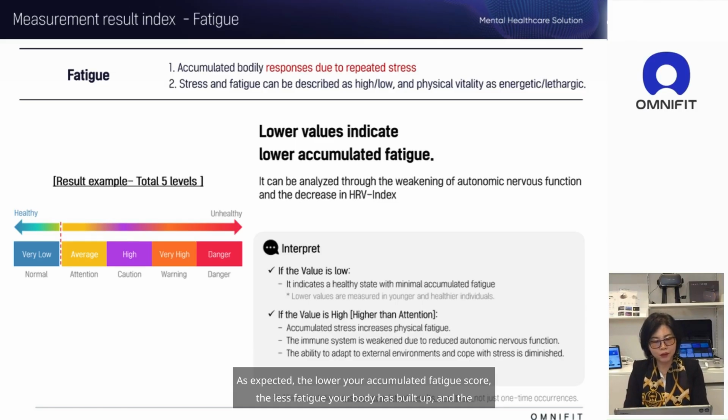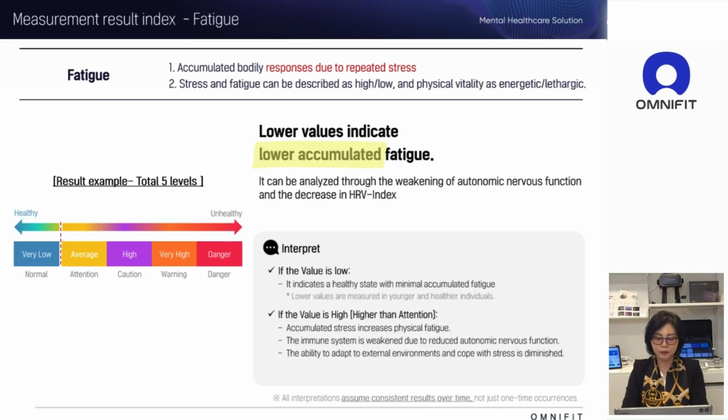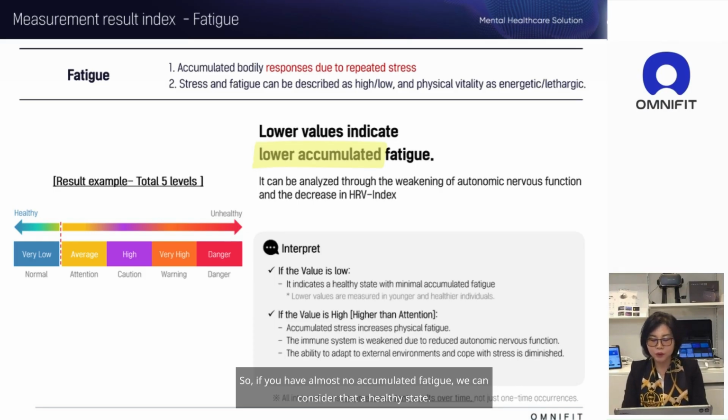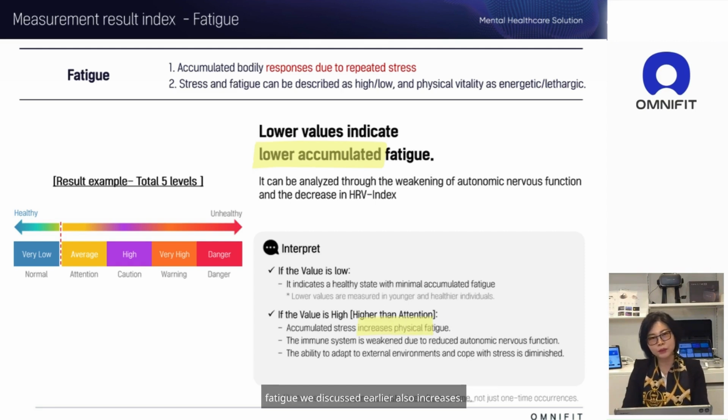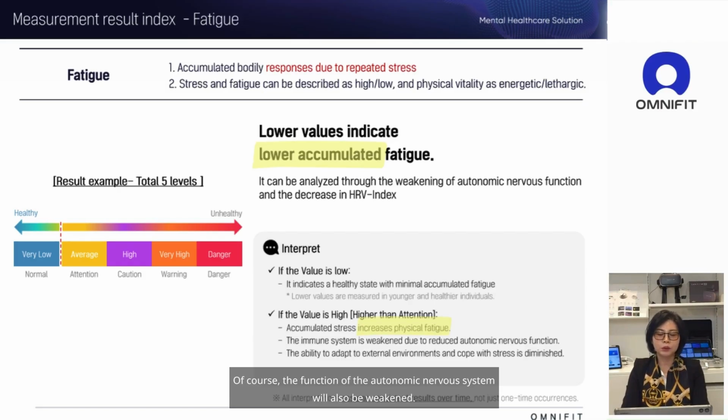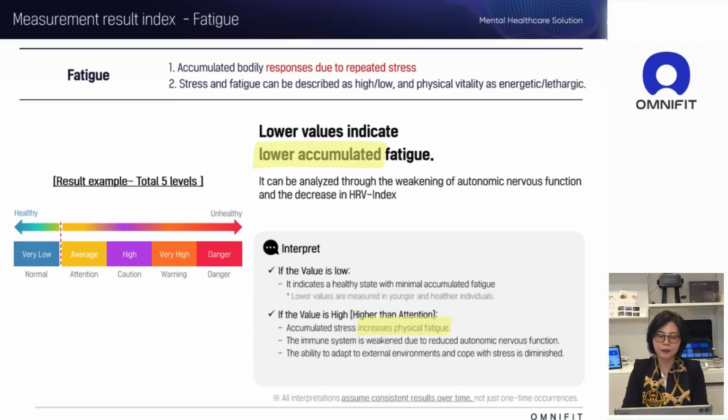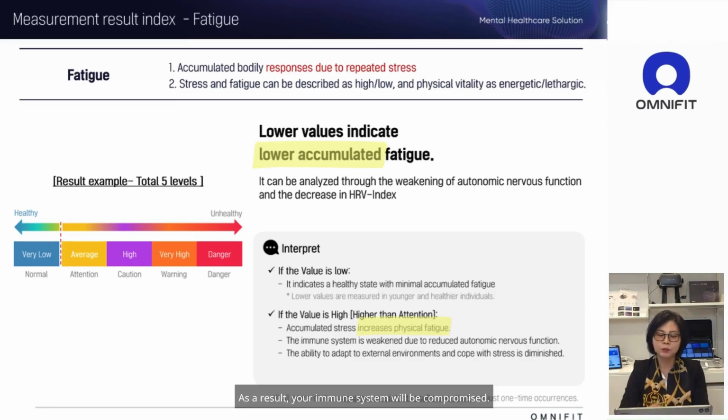As expected, the lower your accumulated fatigue score, the less fatigue your body has built up and the healthier you are. So if you have almost no accumulated fatigue, we can consider that a healthy state. However, if this accumulated fatigue builds up too much, it leads to stress, and as a result, the physical fatigue we discussed earlier also increases. Of course, the function of the autonomic nervous system will also be weakened. As a result, your immune system will be compromised.